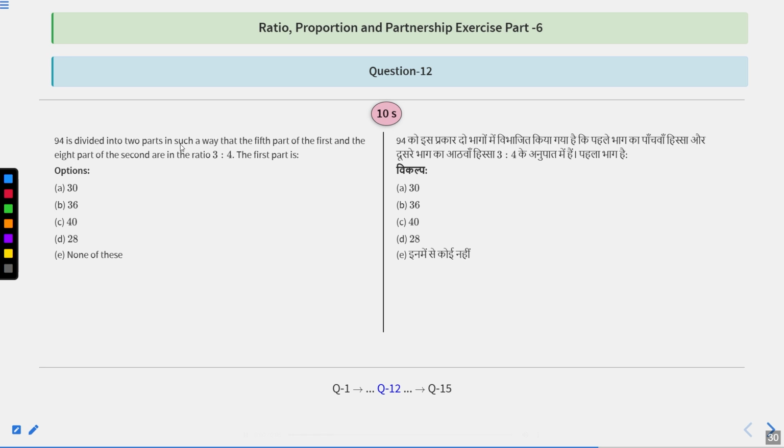94 is divided into two parts in such a way that the fifth part of the first and the eighth part of the second are in the ratio 3:4. The first part is? You have 5 options and 10 seconds to analyze the question. Your time starts now.